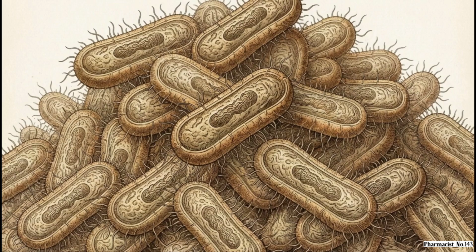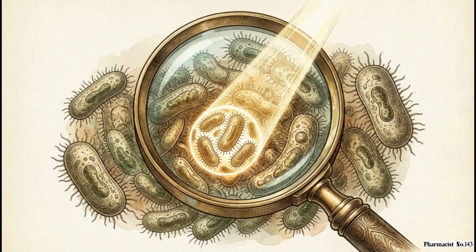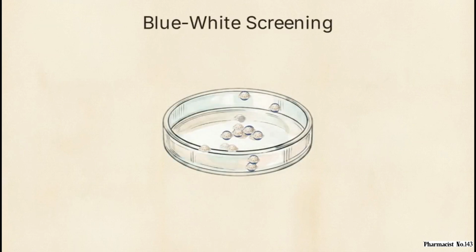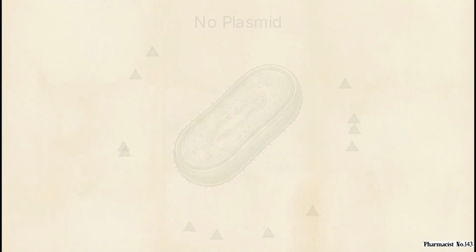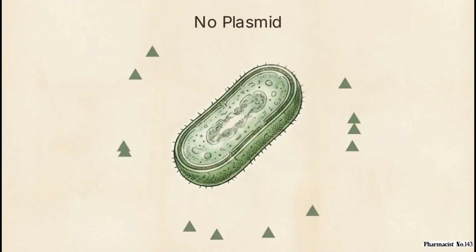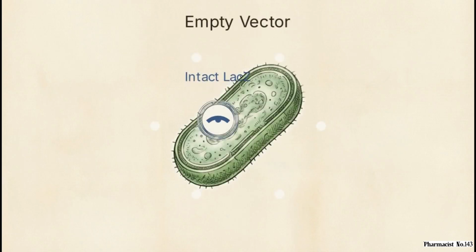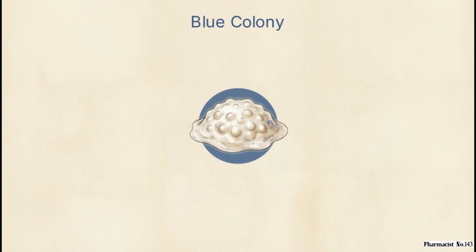Because transformation is highly inefficient, researchers must filter millions of cells to find the rare successful recombinants. This diagram explains blue-white screening. Cells are grown on agar plates containing ampicillin and a compound called X-gal. Any cell that failed to take up a plasmid lacks antibiotic resistance and dies immediately. Cells that took up an empty vector possess an intact lacZ gene. This produces beta-galactosidase, which cleaves the X-gal and turns the colonies blue.